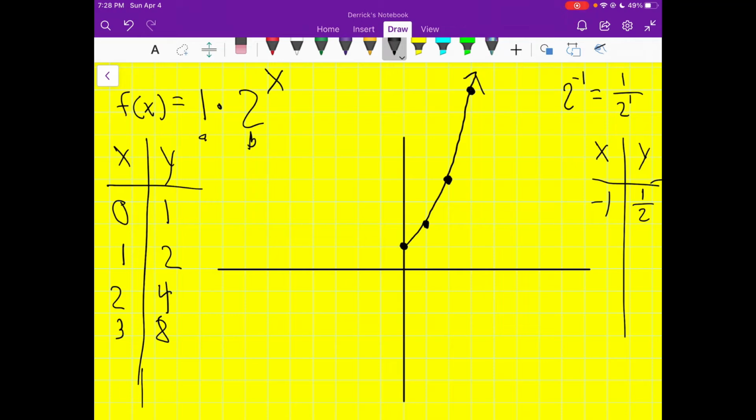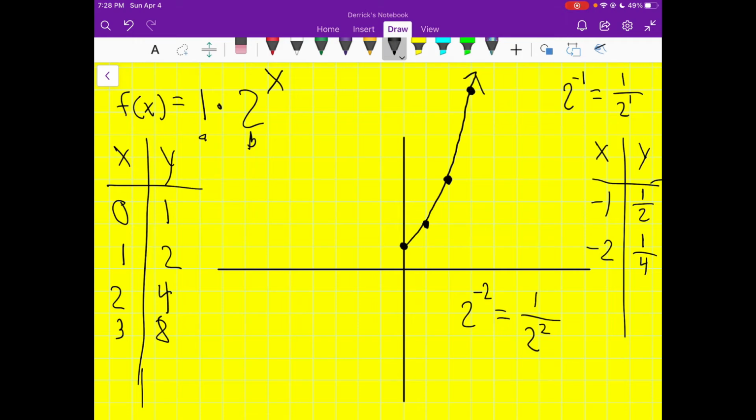Positive 1 gave us positive 2. Negative 1 should give us 1/2. So in that scenario then, if I want to plug in negative 2, meaning taking 2 to the negative second power, well, what did 2 to the positive second power give us? Gave us 4. So that should be the reciprocal of 4, should be 1/4. In other words, 2 to the negative second power is equal to 1/2 to the positive second power.